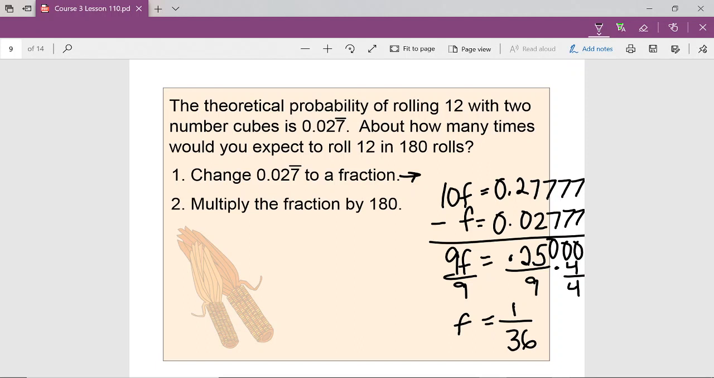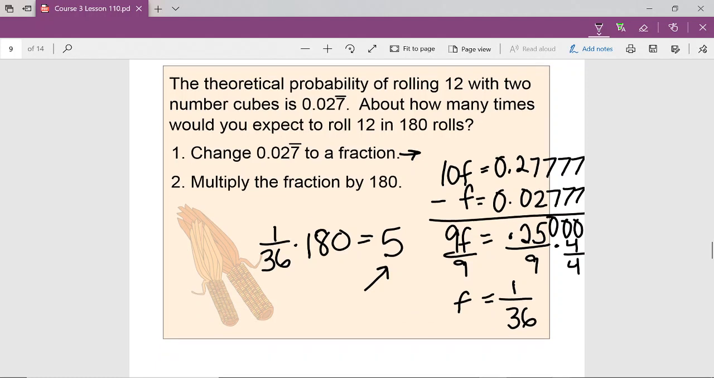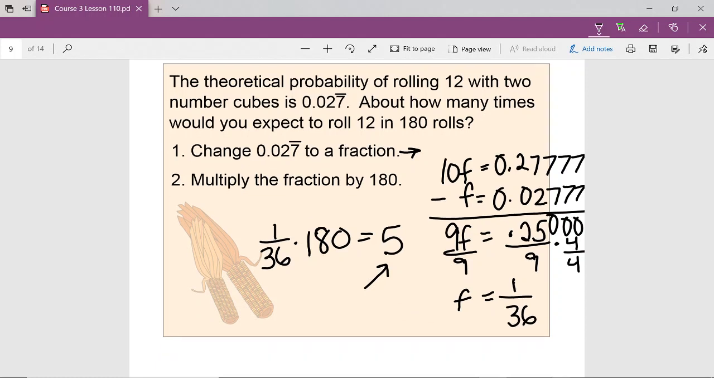To finish this and figure out what we would expect to happen, if I have 180 rolls and I know that 1/36 of them are going to be a sum of 12, I would multiply this together and get 5. We would only expect, if the world was a perfect place with perfect probability, to get 5 times of getting a sum of 12.